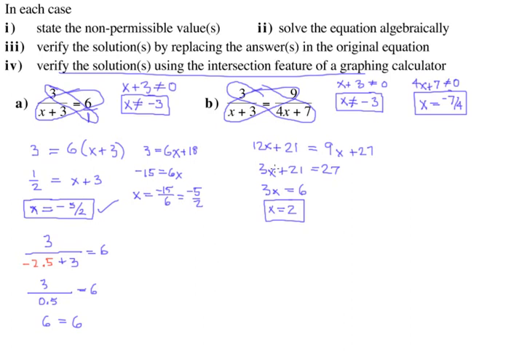So, if we want to check this solution, we plug it back into our original expression. So we have 3 over x plus 3 equals 9 over 4x plus 7. Let's see if this works out. 3 over 5 equals 9 over 4 times 2 is 8 plus 7 is 15. 3 divided by 5 is 0.6. And 9 divided by 15 is also 0.6. So yes, the solution's valid.